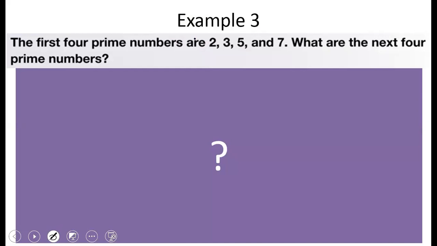Now remember, our definition of a prime number is that it only has 2 factors. So remember, the only thing that'll go into 2 is 2 and 1. The only thing that'll go into 3 is 3 and 1. The only thing that'll go into 5 is 5 and 1. The only thing that'll go into 7 is 7 and 1. So you've got 2, 3, 5, 7. What are the next 4 numbers? Pause it. Work it out.